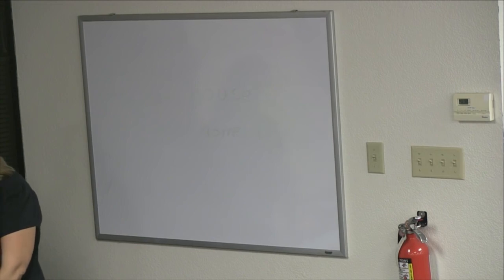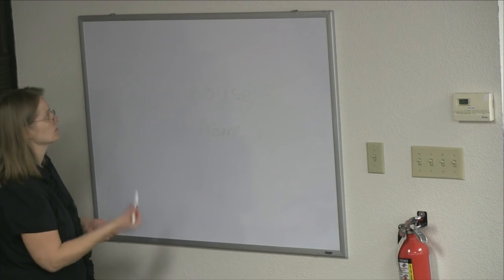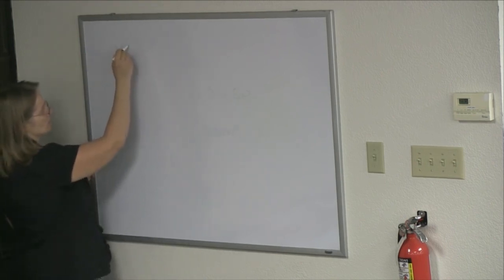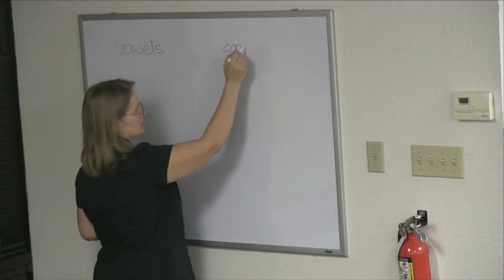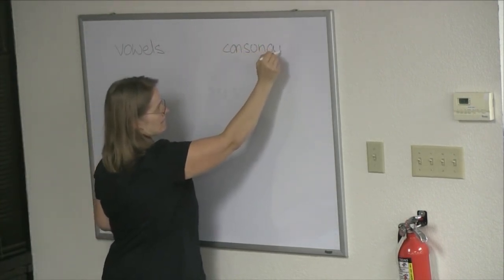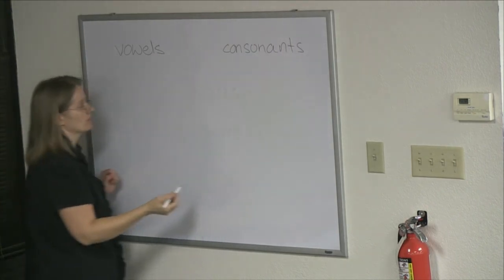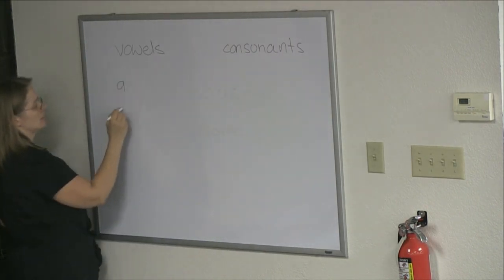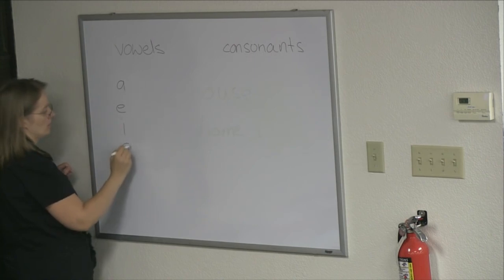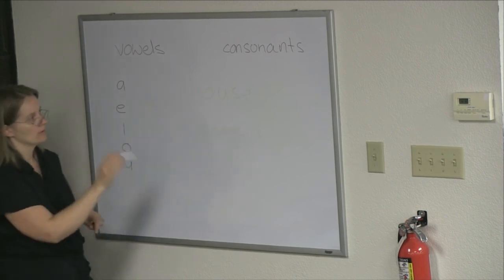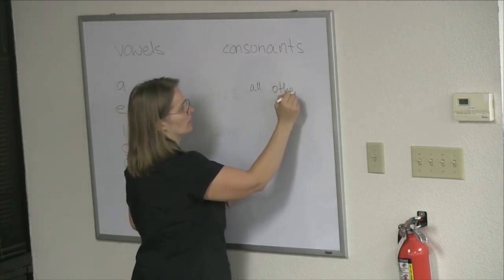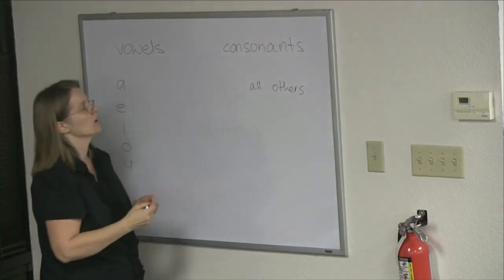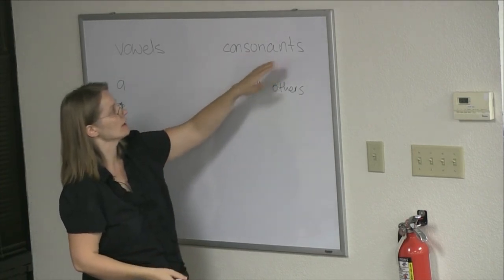The English language has 26 letters. But those 26 letters make a lot more than 26 sounds. Out of those 26 letters, we have the vowels and we have the consonants. We have 5 vowels: A, E, I, O, and U. All the other letters are consonants. When you look at the word consonant, con means with, and sonata means to sound.